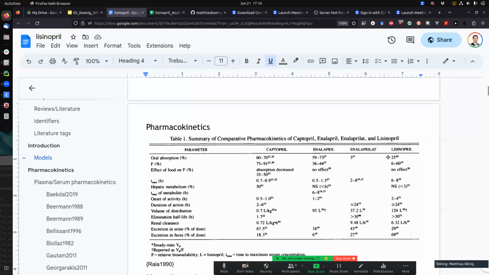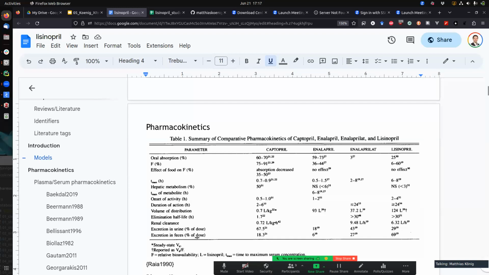Now it should work again. Okay, what you get here in this table are important parameters which give you a feeling for this drug, and you get the oral absorption. It's a really important parameter, and it tells you how much of the drug is really absorbed. You can see there's only a small percentage, like 25%, and around 75% goes into the feces. And that's also what you see down here.